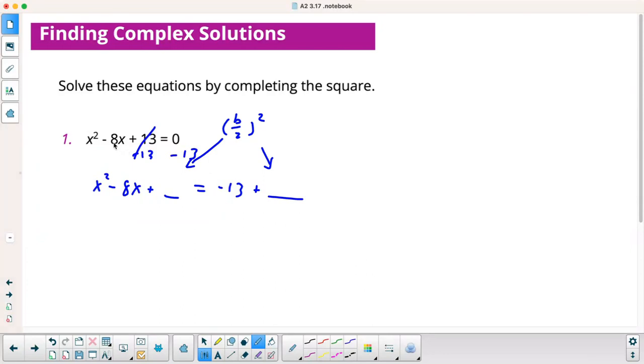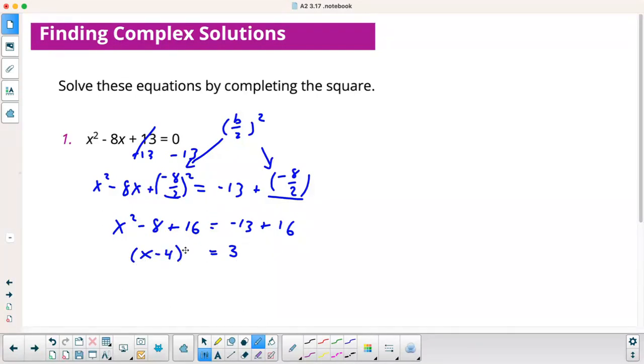So negative 8 divided by 2 is negative 4, and then you square. So I'll write the whole thing out here. Normally I do this part in my head. I just do negative 8 divided by 2 is negative 4. Negative 4 squared is 16. So I usually skip that step and I just jump right here. So these numbers, you add them together on the right. That's pretty easy. These I factor. So we end up there.